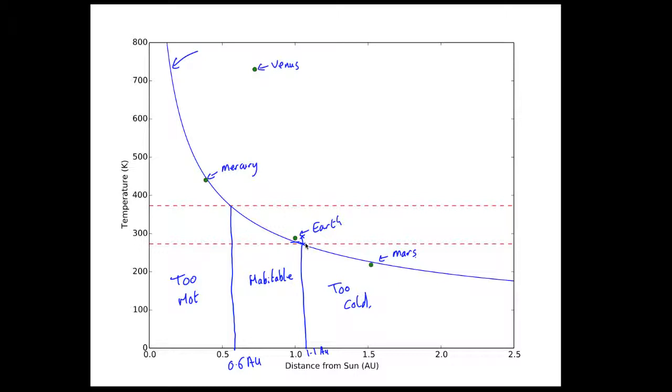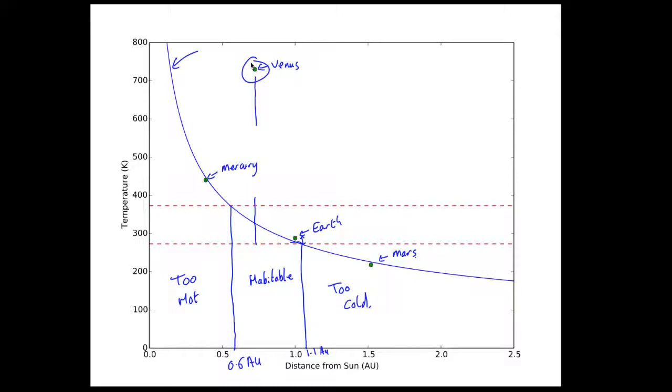So that's good. Earth is habitable. We knew that. How about the other planets? Well, Mercury is clearly too hot. Mars is clearly too cold. Venus, though, it should be right in the middle of the habitable zone. But instead, it's incredibly hot. Far too hot to be habitable.